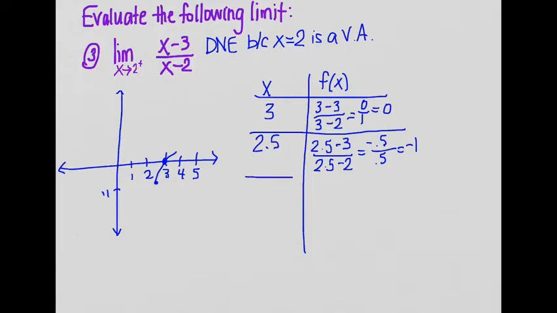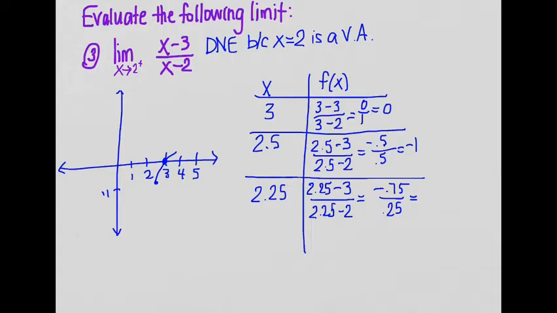Let's do one more just to make sure we have a full pattern. Let's try 2.25. Let's get a little bit closer from the right. In the numerator, I've got negative 0.75 divided by 0.25. Now, if these were in decimals, 75 divided by 25 is 3. So 0.75 divided by 0.25 is also 3, but it was negative, so negative 3, which makes my thought that I'm going to negative infinity confirmed.